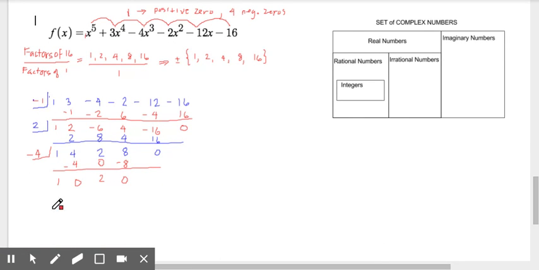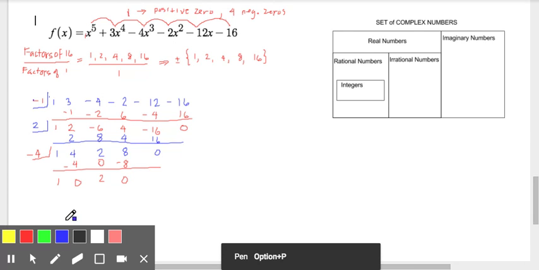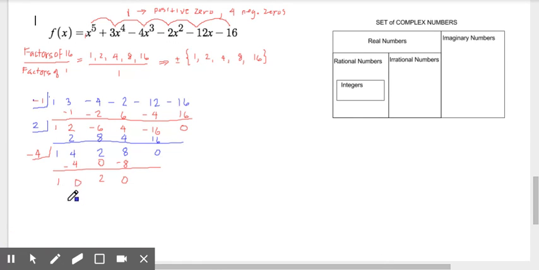So far we have 2 negatives and 1 positive. So this is now our quadratic factor. Since we're looking for 5 zeros, we already found 3. So we're down to the last 2 zeros. This is our quadratic factor for f of x. So we can write this as x squared plus 0x, which I'm not going to write anymore, plus 2 equals 0.